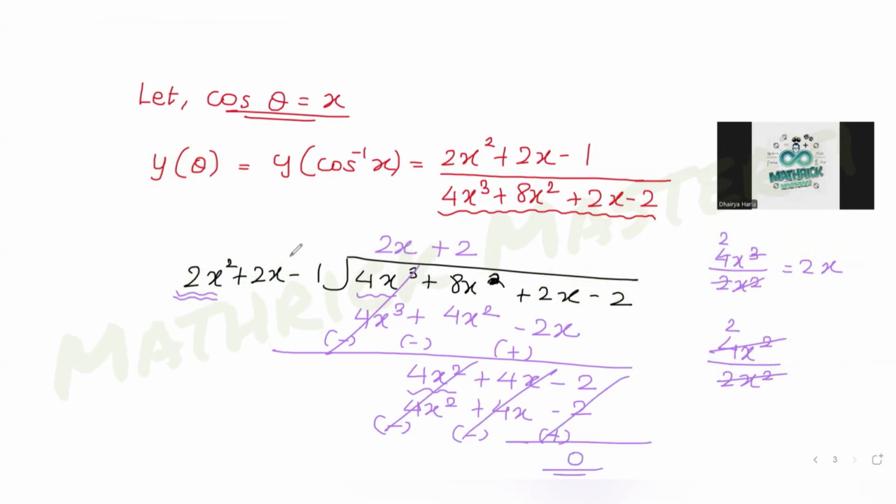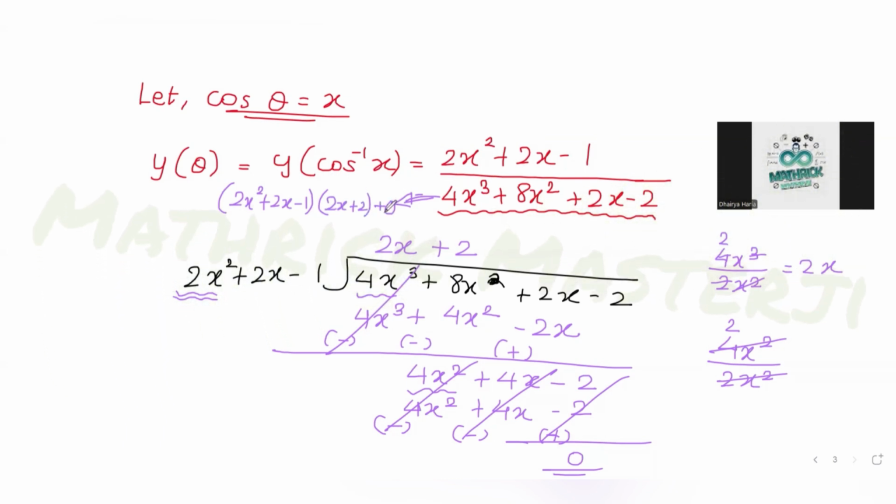Basically, that means this entire cubic term is divisible by this upper term. Or I can write this entire cubic term as the divisor times the quotient, plus remainder, which is 0. So I can just write this denominator as this now.